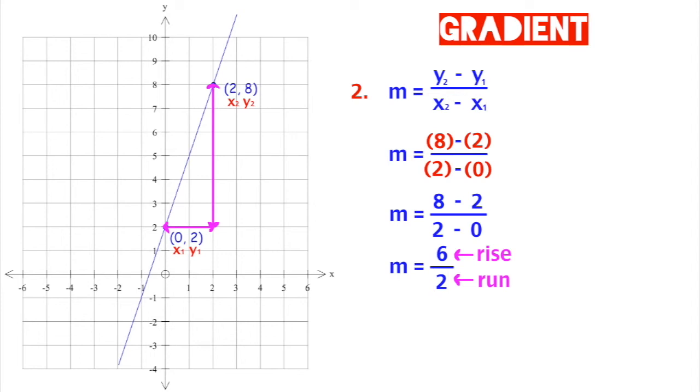So essentially this formula of m is equal to y2 minus y1 over x2 minus x1 comes from the original formula of gradient is equal to rise over run. And going back to finishing off our working out, 6 divided by 2 is 3, giving us a gradient of 3.